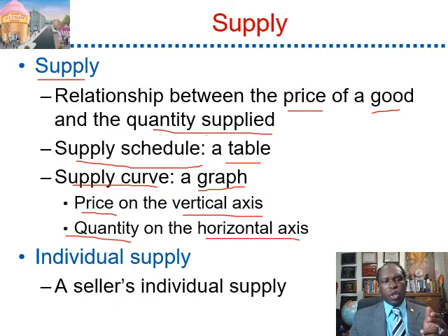So the individual supply is a seller's individual supply. For instance, if General Motors will supply 1,000 cars per month, that's individual, and then Ford will supply 500 cars per month.